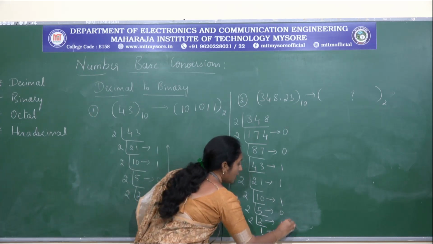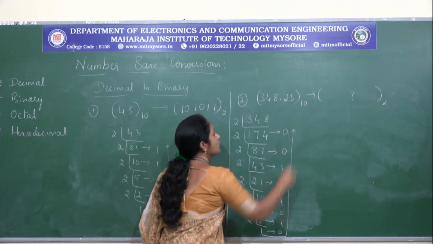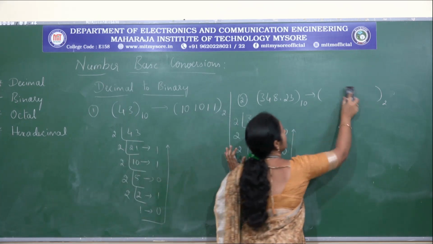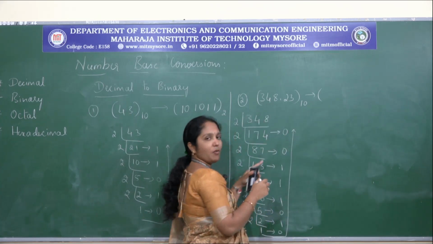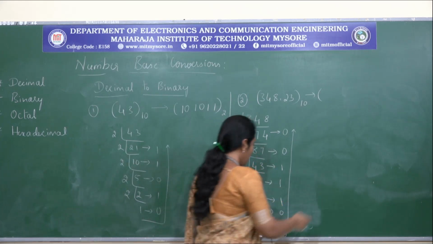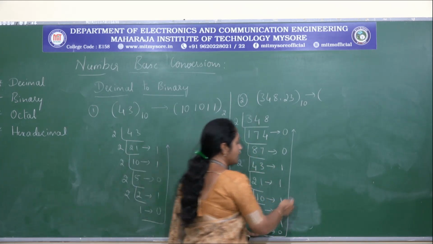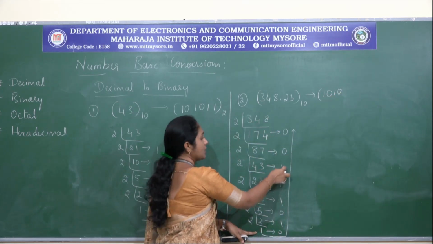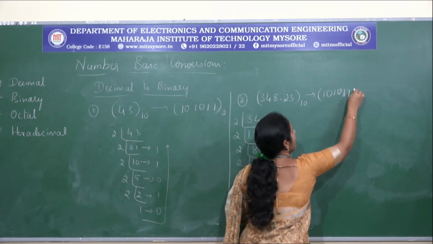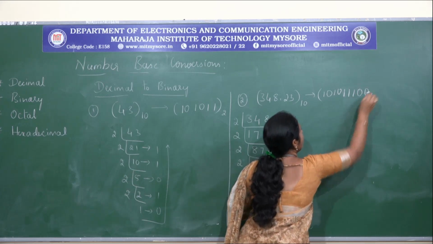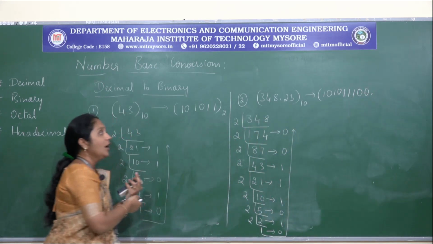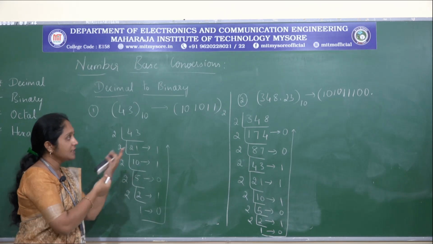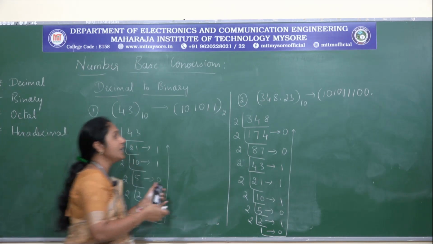How to read? We need to read from bottom to top. Therefore, let me write the equivalent of this. What is the equivalent? Let me start from here: 1 0 1 0, then we have 1 1 1 0 0, 1 1 1 0. Now we need to learn how to convert this 0.23 into binary.